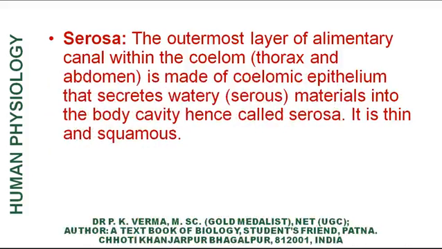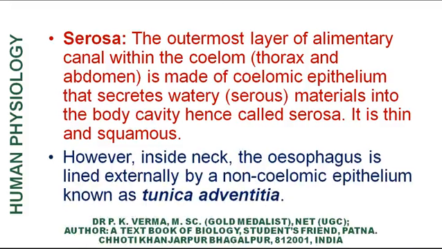The outermost layer is called serosa. It is made of very thin squamous epithelial cells. It secretes watery materials into the body cavity, hence called serosa. It is made of coelomic epithelium except in the upper esophagus that is present inside the neck. In the neck, the esophagus is lined externally by a non-coelomic epithelium known as tunica adventitia.